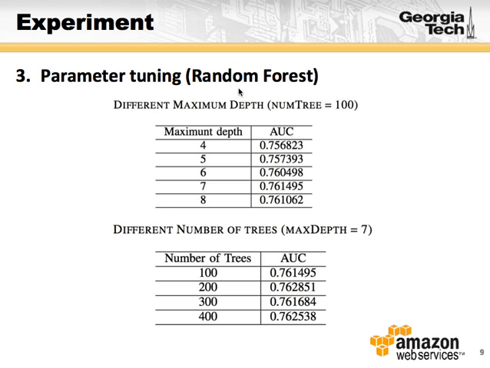Lastly, we do some parameter tuning for random forest. The two parameters we choose here are maximum depth and the number of trees. As we can see, the best AUC we can achieve is around 0.763, with the number of trees set to 200 and maximum depth set to 7.